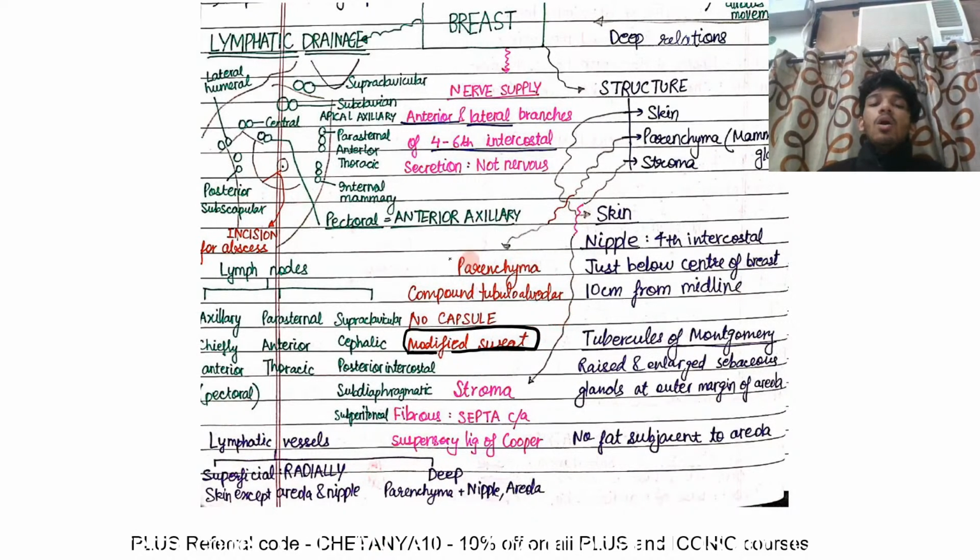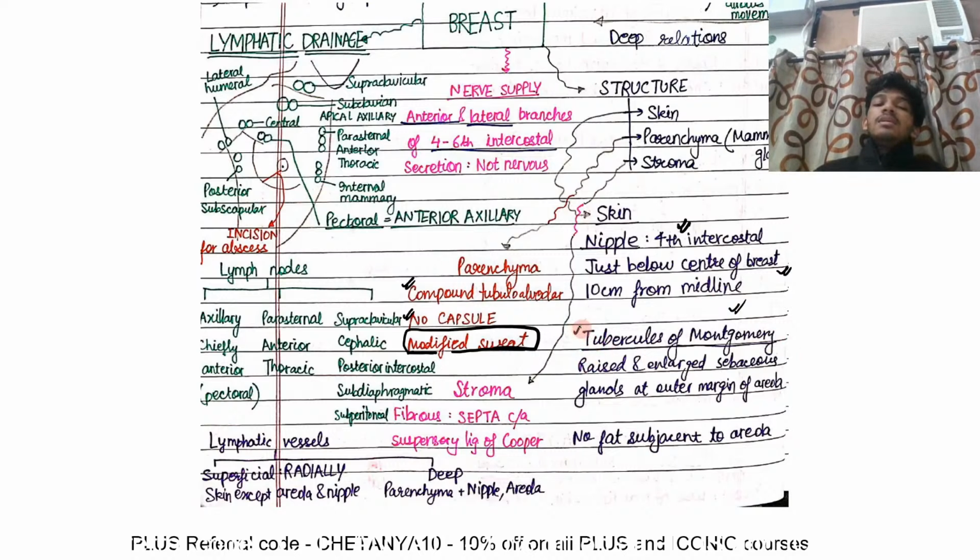Okay. Now, compound tubuloalveolar, no capsule. The parenchyma is the glandular part, the stroma is the fibrous part, and the skin is the part that is superficial. And on the skin, what are the main features? There are two main features. One is the nipple. The nipple, I told you, is in the fourth intercostal space. It is just below the center of the breast and is located 10 centimeters away from the midline, medial to the mid-clavicular line.